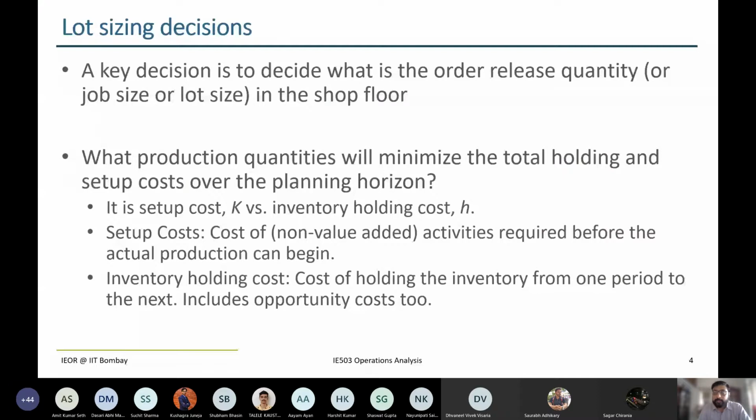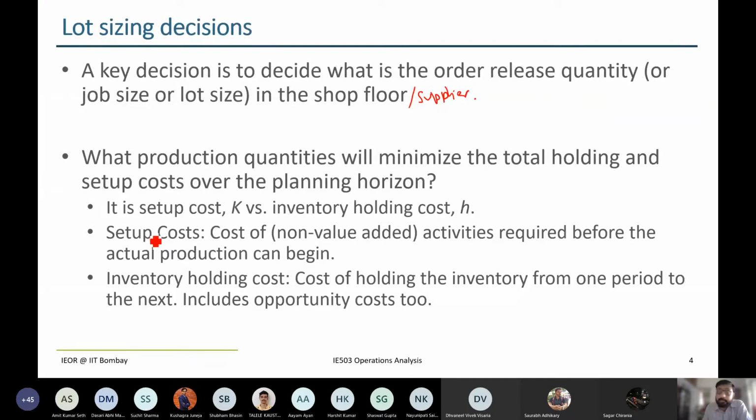So the key focus of today's lecture is lot sizing decisions. It's pretty much the key decision in this entire MRP process: to decide what is the order release quantity. The order release quantity can also be called job size or lot size to the shop floor or the supplier. So this is pretty much what we want to do, and the key decision lies with the lot sizing.